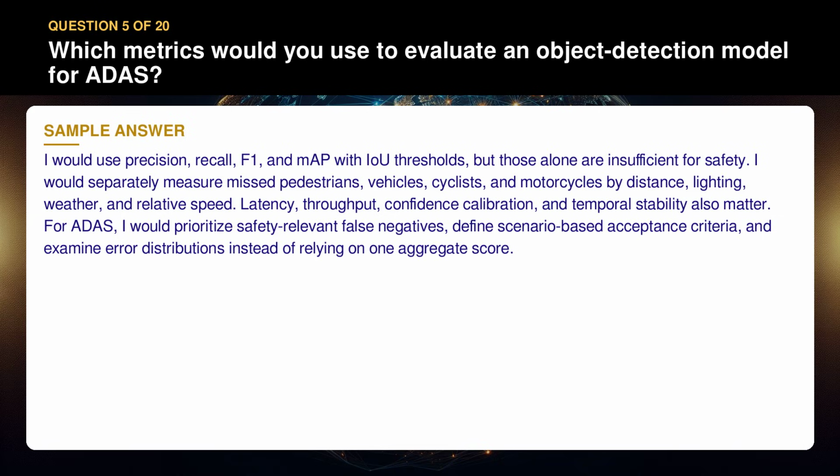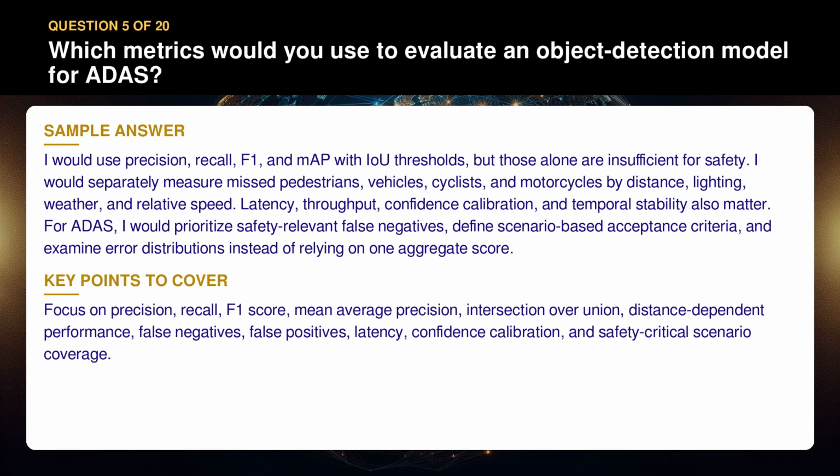For ADAS, I would prioritize safety-relevant false negatives, define scenario-based acceptance criteria, and examine error distributions instead of relying on one aggregate score. Focus on precision, recall, F1 score, mean average precision, intersection over union, distance-dependent performance, false negatives, false positives, latency, confidence calibration, and safety-critical scenario coverage.